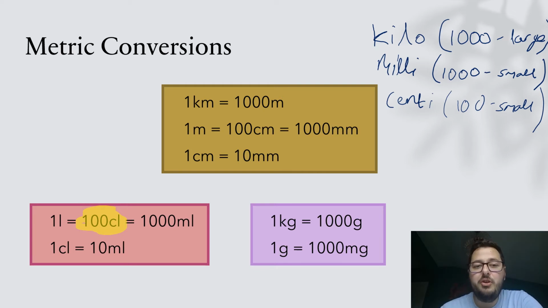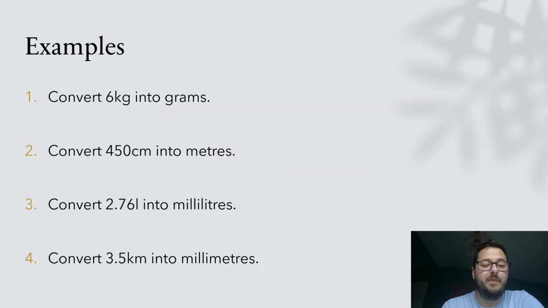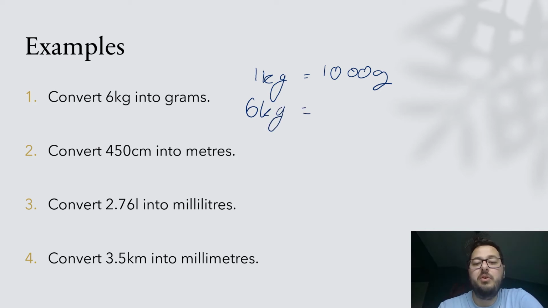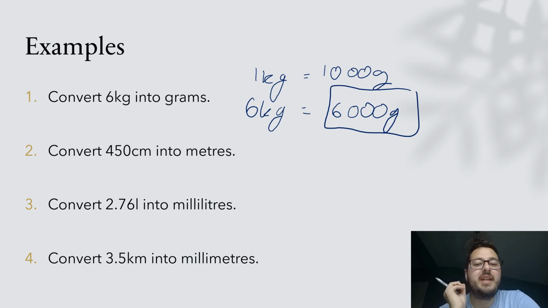Alright then, so we're just going to use all of these conversion rates to do the following questions. So number 1, it just says convert 6 kilograms into grams. So we know, let's just put the conversion rate. 1 kilogram is equal to 1000 grams. So 6 kilograms is going to equal 6000 grams. Okay, so I've just timesed 6 by 1000.